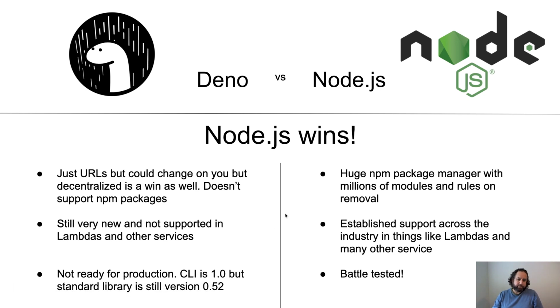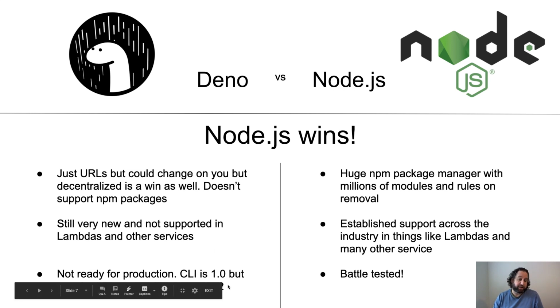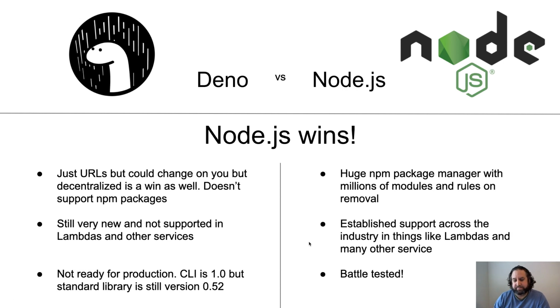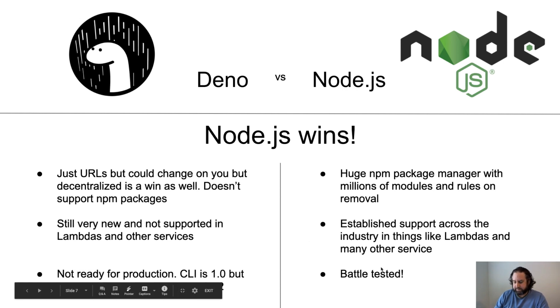And even the creator said that Deno isn't quite ready, even though the CLI was released with the 1.0 version. The standard library is still at 5.2. Actually, I should update that. It looks like they just updated today to 5.3. And Node.js is battle tested.